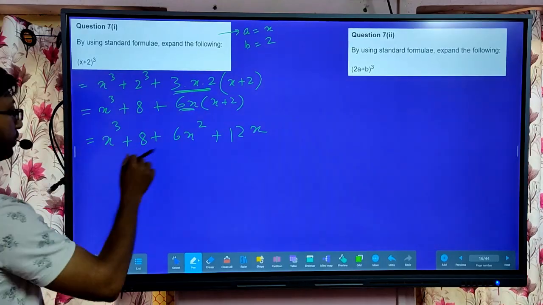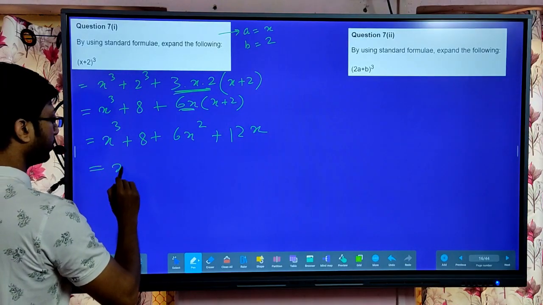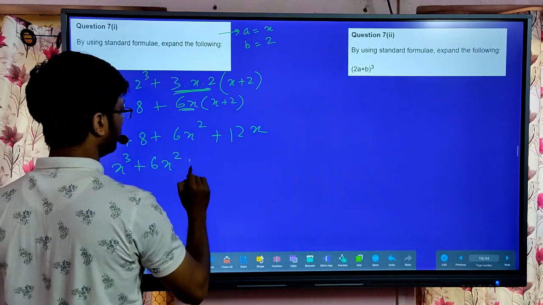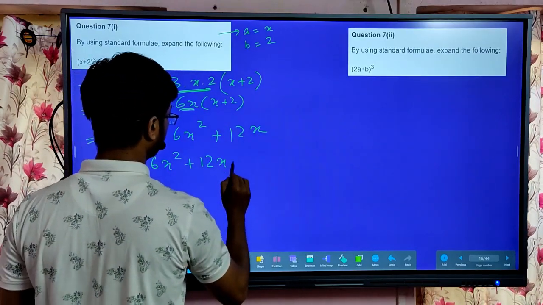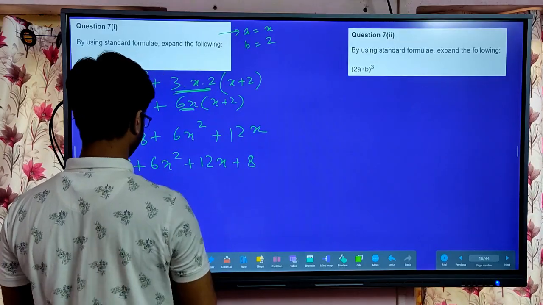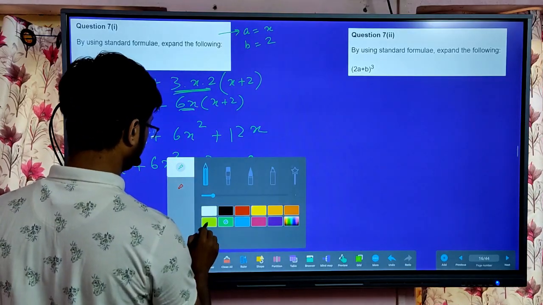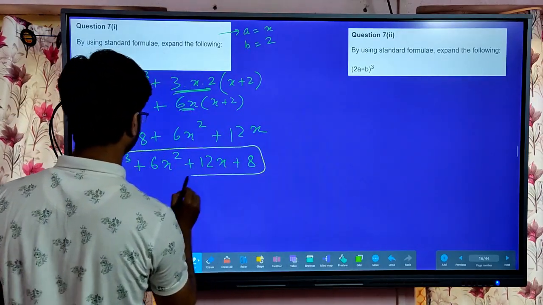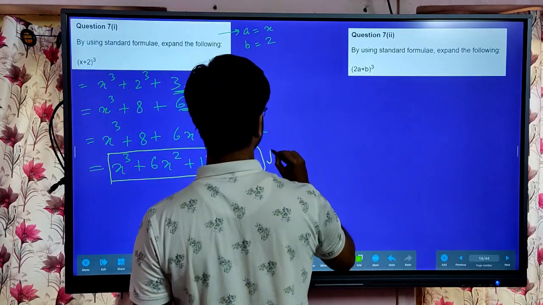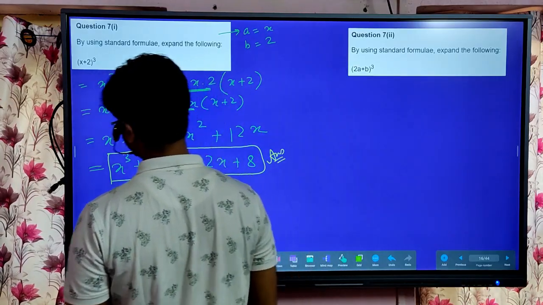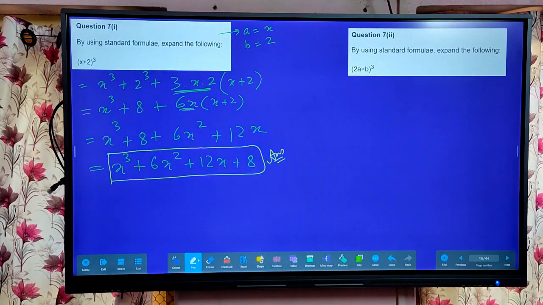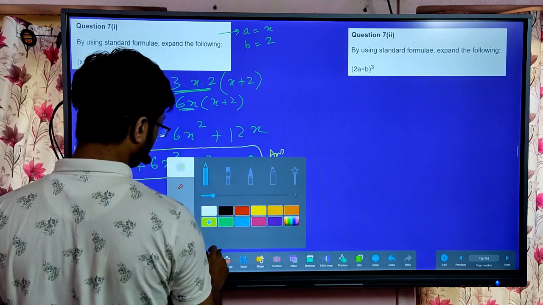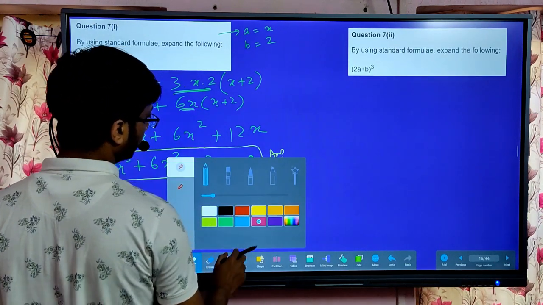If you write it in proper order, meaning decreasing power of x, it will be x cube plus 6x square plus 12x plus 8. So this will be the answer. Now let us move on to the next question.